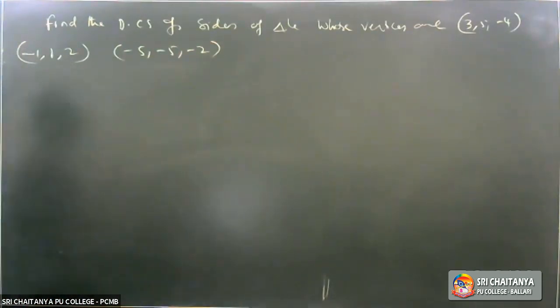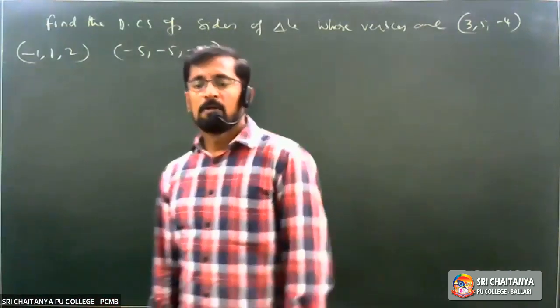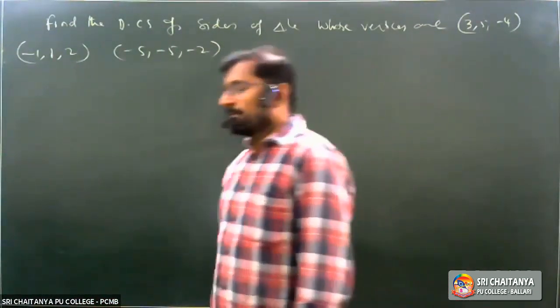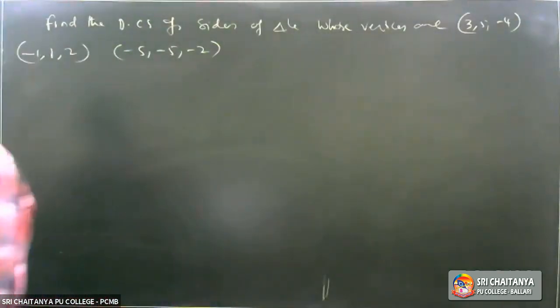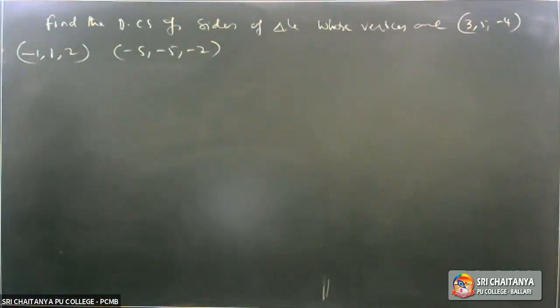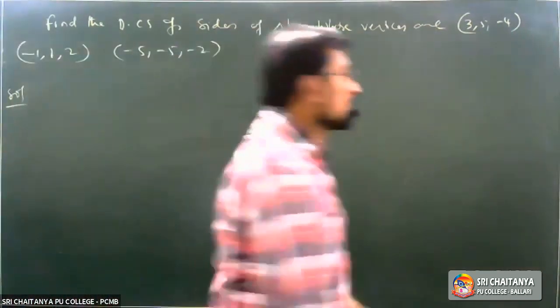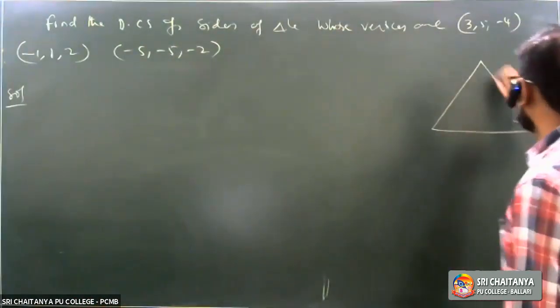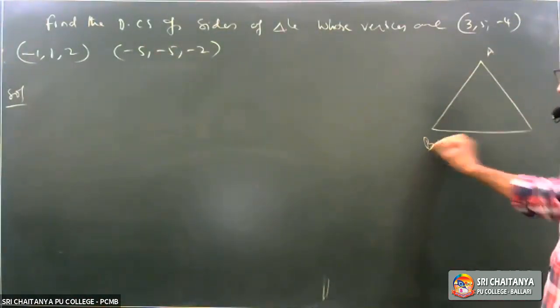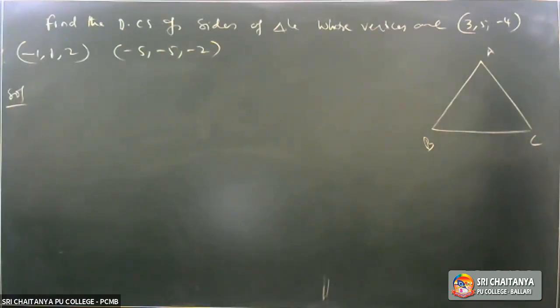Find the direction cosines of sides of triangle whose vertices are given to you. Observe now. What is the meaning of this question? He has given you 3 vertices. Listen to the concept carefully. After that, you can go. 3 vertices given to you.